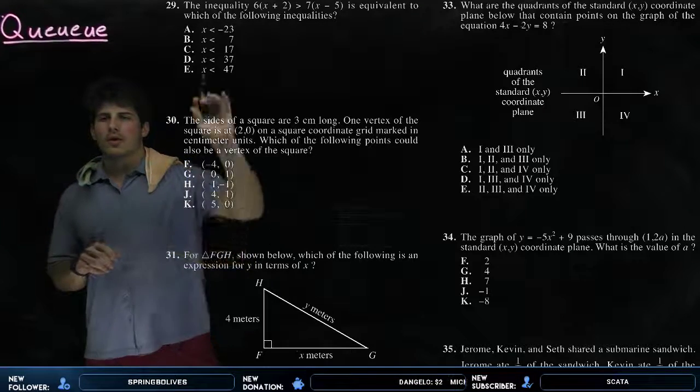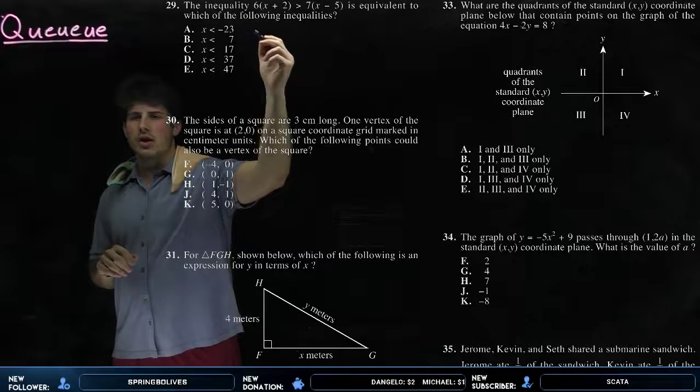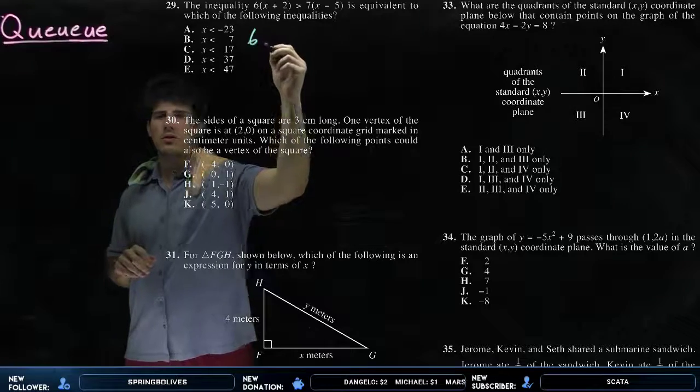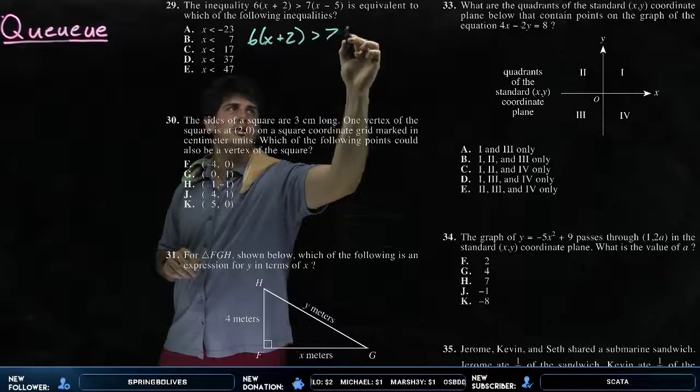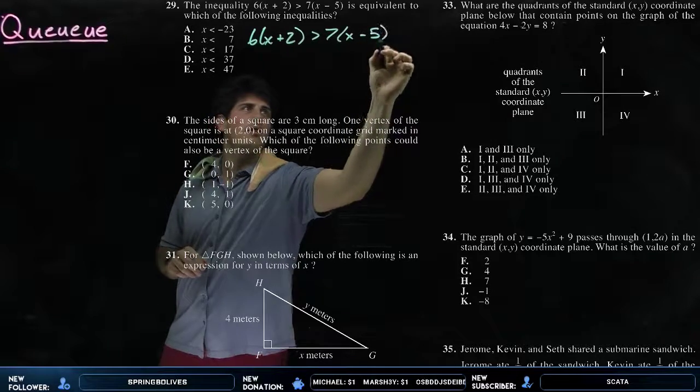All right, we're trying to simplify this. So to start, I'm going to go ahead and just rewrite this. So, okay, 6(x plus 2) is greater than 7(x minus 5).